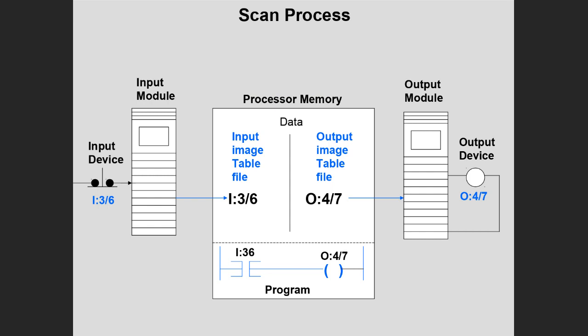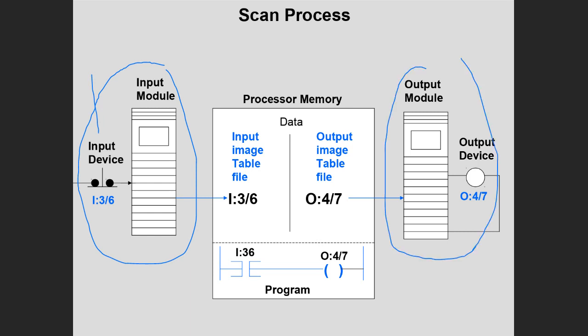Again, what you see on the left and the right is all actual hardware. So this is the actual input module and the switch that you connected up, and this is the output module. So this is hardware, but everything in between is inside the PLC. This is all virtual. This is all software.